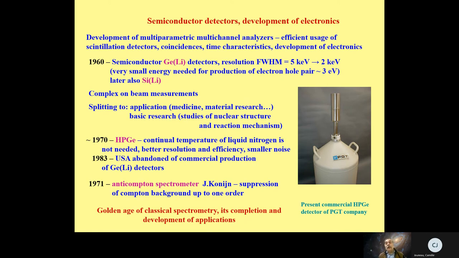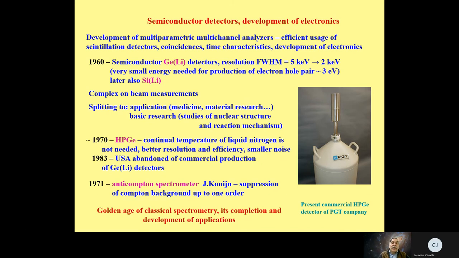Why is it possible to have such nice resolution for these semiconductor detectors? It is based on the fact that production of an electron hole pair needs only about 3 electron volts. That means very small energy, and all energy is transferred to this electron hole production. These semiconductor detectors made possible very complex measurements. And it also started in this time, applications for medicine and material research, and not only for basic research studies of nuclear structure and reaction mechanism, but also for application.